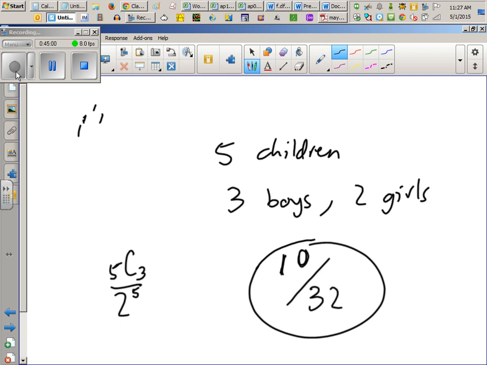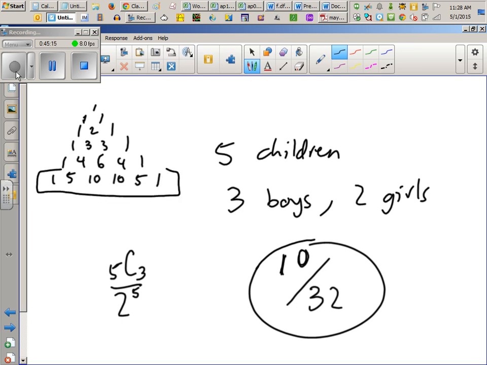Did anyone use Pascal's triangle? Yeah. This fifth row, or it's technically not the fifth row, but it's the only row that has a 5 in it. The row that has a 5 in it is the 5 children scenario. So how can you use these numbers to get a 32? In other words, the denominator. Add them up. 1 plus 5 plus 10 plus 10 plus 5 plus 1. That's 32. And where is the 10 here?